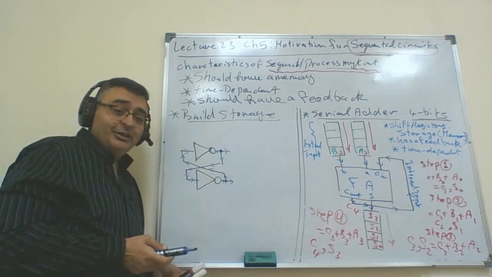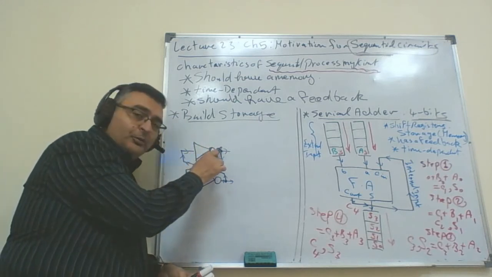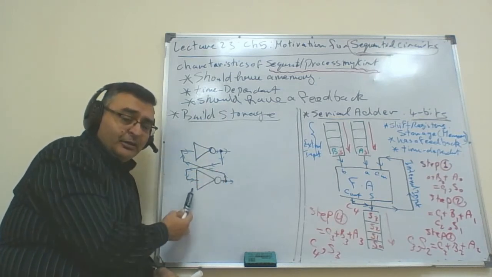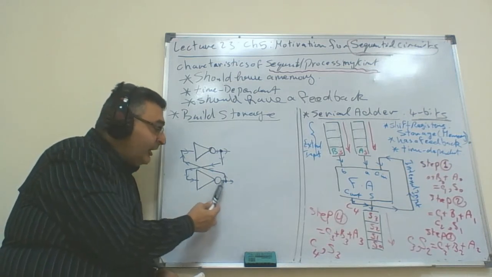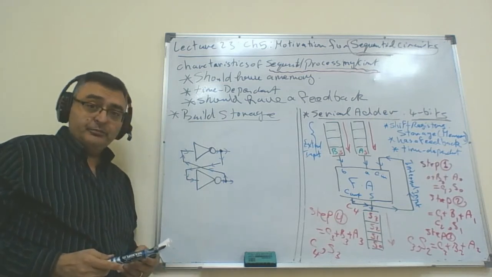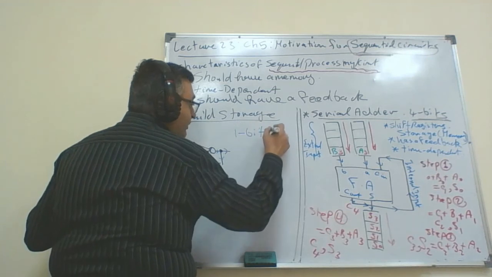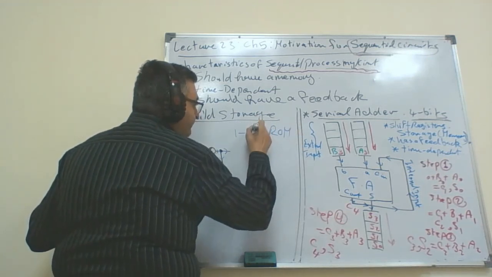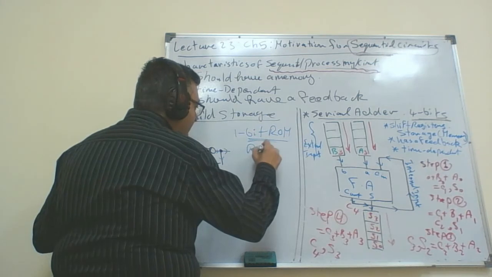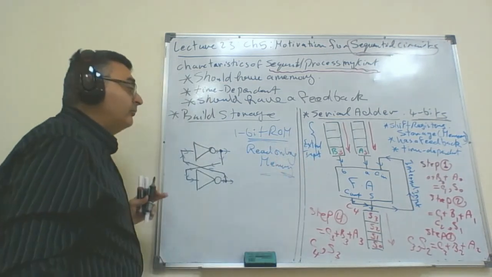From the drawing itself, you can easily recognize that this is a sequential circuit. Why is it sequential? The output of one of the inverters is connected through the feedback to the input of the second inverter. The same thing, the output of this inverter is connected to the feedback of the first inverter. And this circuit is called the 1-bit ROM. You know what ROM is? ROM stands for read only memory.